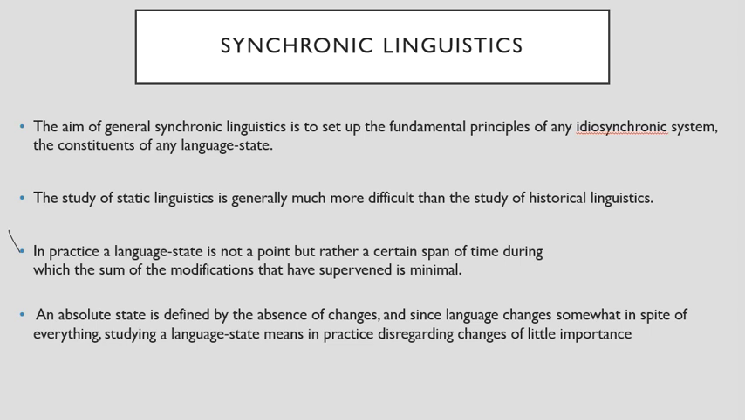And here I have put a reminder that in practice, a language state is not just a moment, but a span of time during which the modifications in language are minimal. And again, another reminder is that an absolute state is defined by the absence of changes. And of course, this isn't possible because language changes no matter what we do. In spite of everything, it changes. So in studying a language state, in practice, it means disregarding some changes of little importance. So basically, this is a simplification of data that I talked about in the last video. So nothing very difficult in this part.